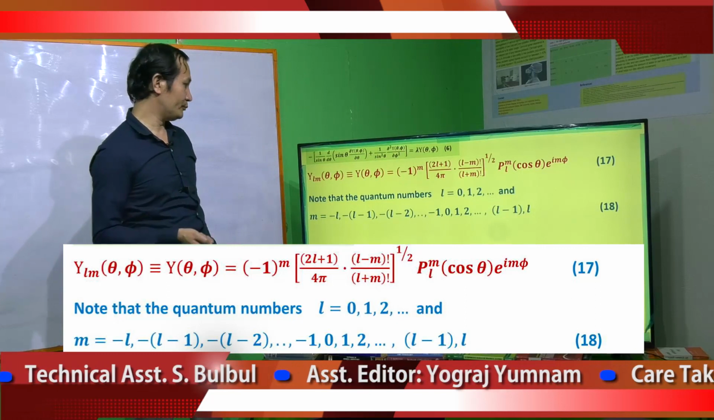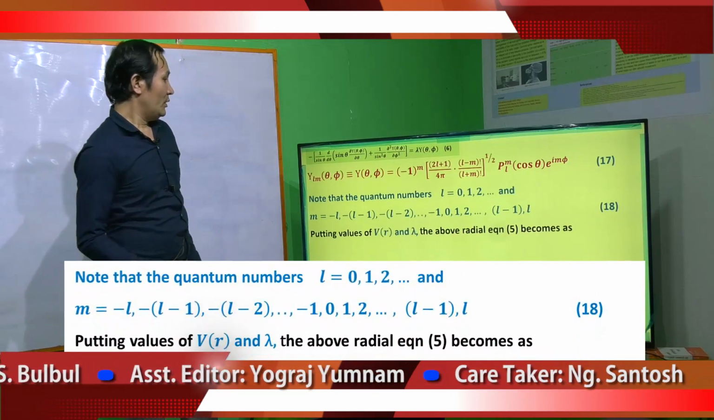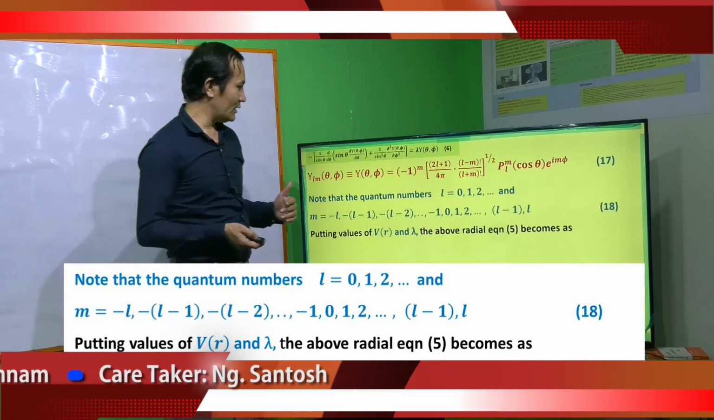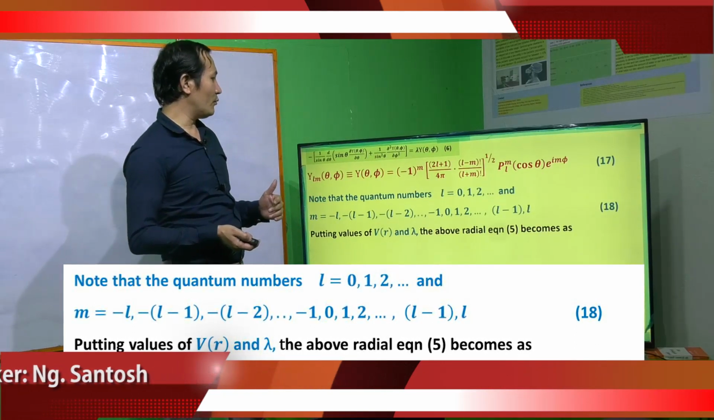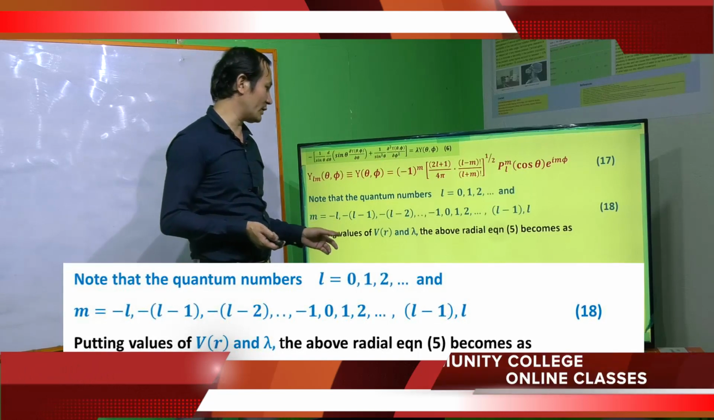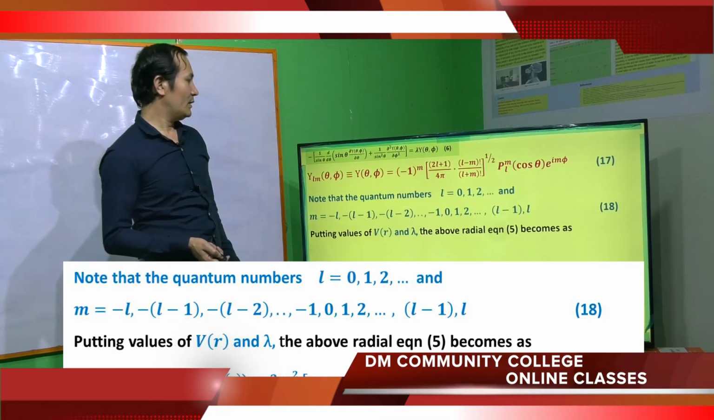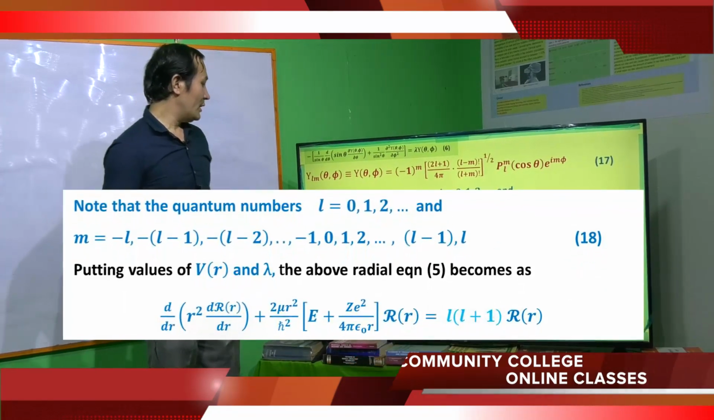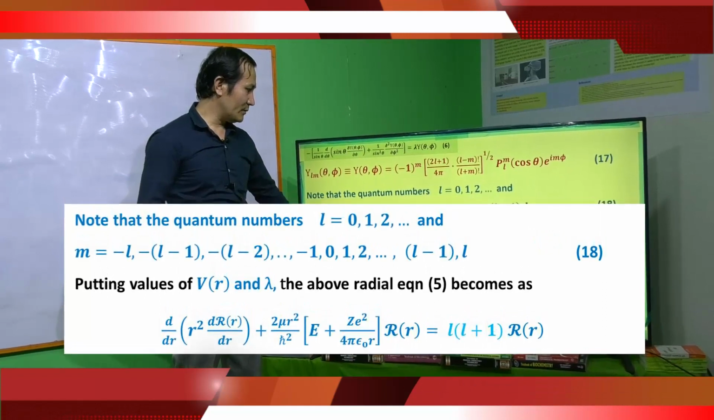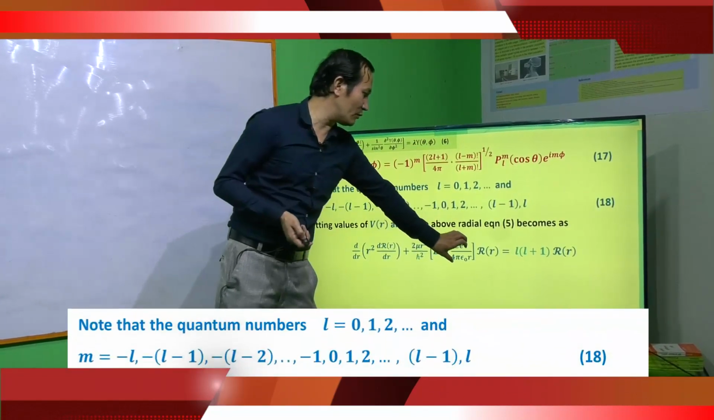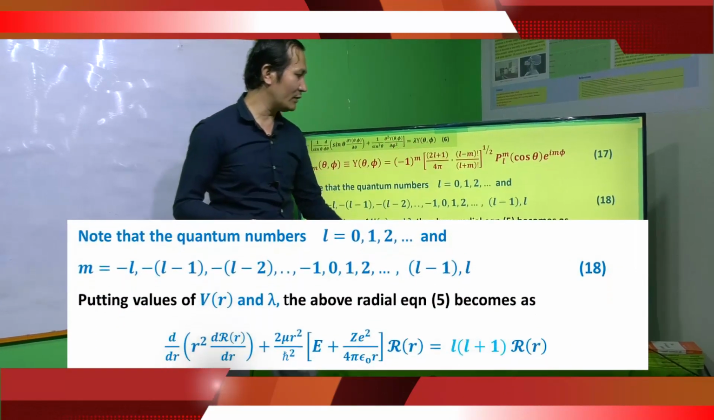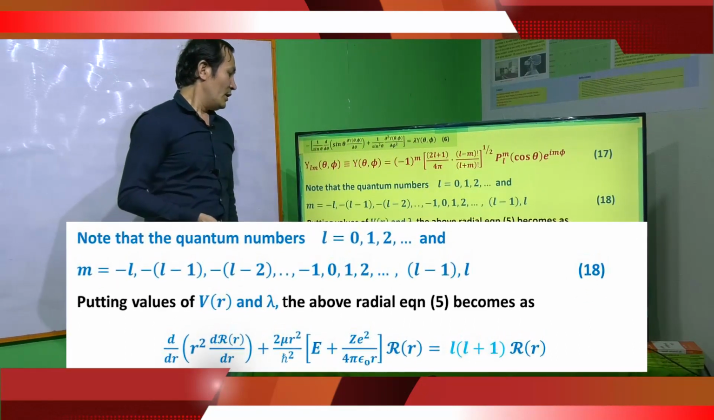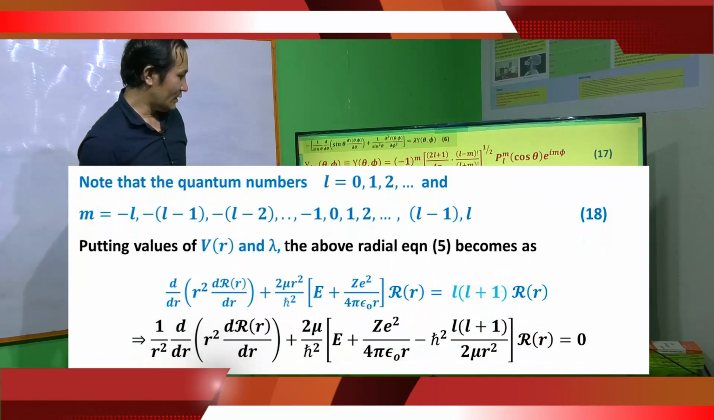Now, coming back to equation 5, that was our radial equation. In that equation 5, we are going to put the values of V, the potential, and lambda. Lambda is l into l plus 1, please remember. So after putting it, I get this expression. This is the part where I put the value of V, and lambda on the right hand side, l into l plus 1, that I am putting here.